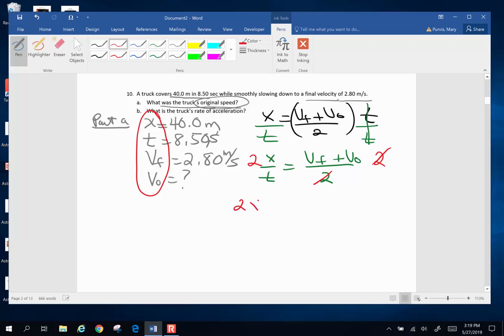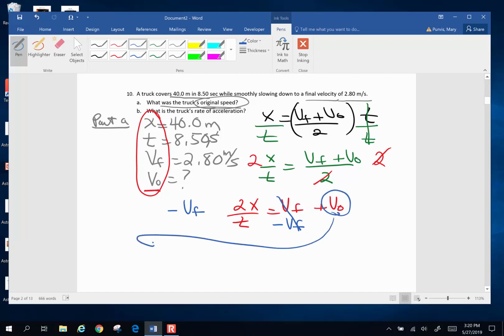I'm going to end up with 2x over t is Vf plus Vo, and I still want Vo alone, so how do I get Vo alone? I am going to subtract Vf from both sides. That's going to cancel it on the right, and I'm going to put the thing I'm solving for on the left, because that's kind of the way it's done. Original velocity will be 2x over t minus that Vf.